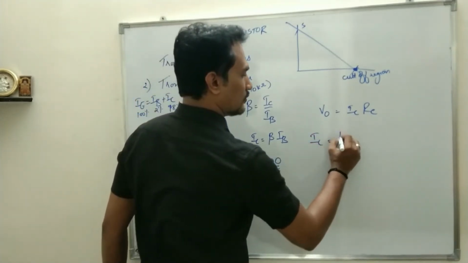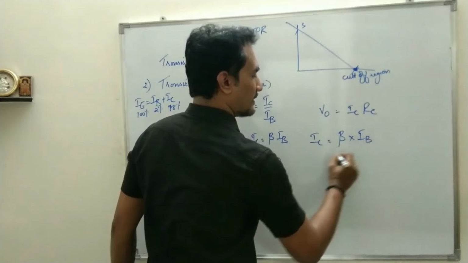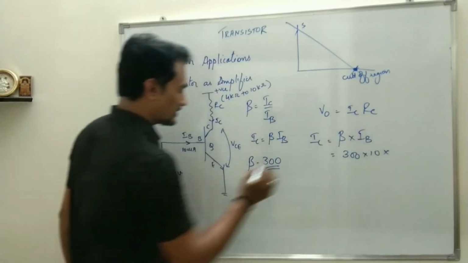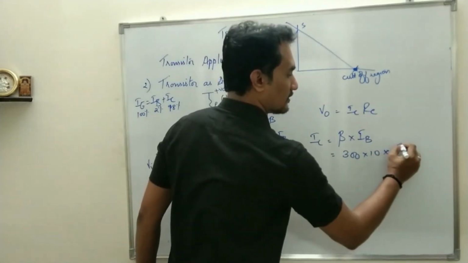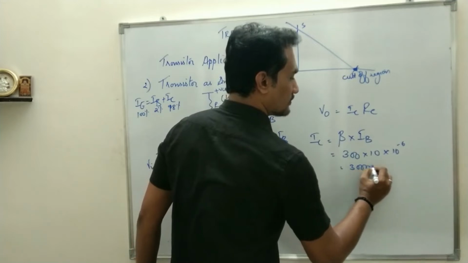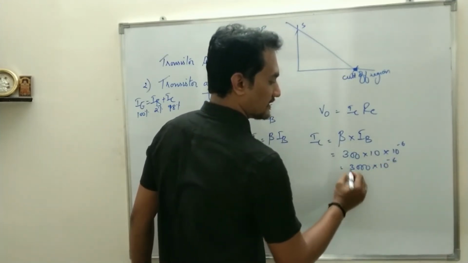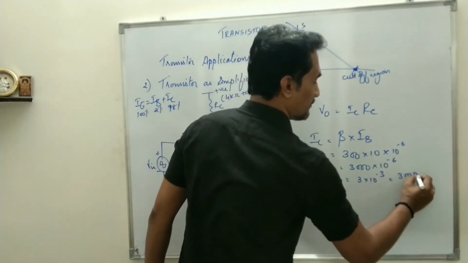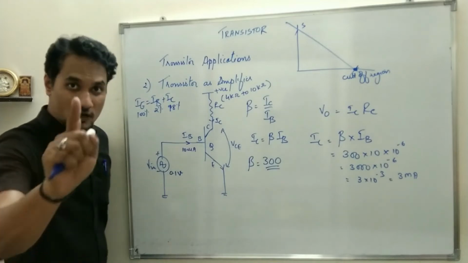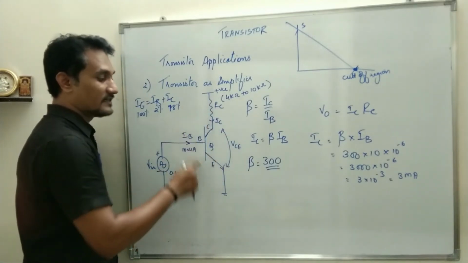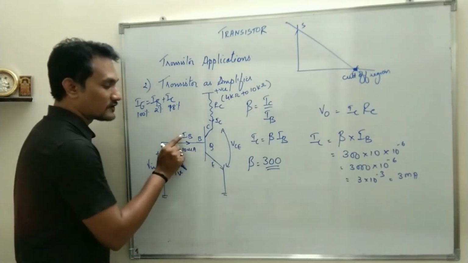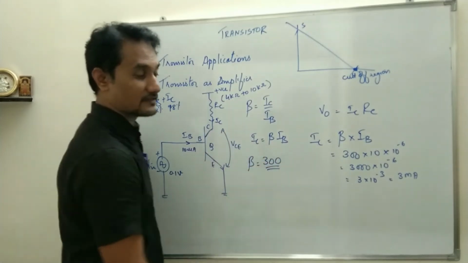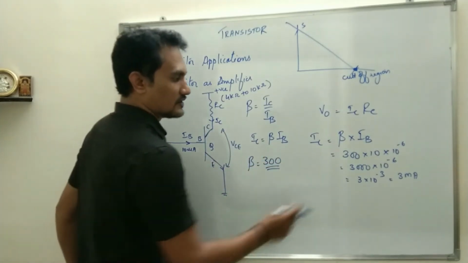So IC is equal to beta multiplied by IB. Beta is 300, multiplied by IB, which is 10 microampere, 10 into 10 to the power minus 6. So this value becomes 3000 into 10 to the power minus 6, or I can write 3 into 10 to the power minus 3. That means 3 milliampere. So now what you can see is, as the transistor is connected in CE configuration and beta is very large, for a small base current of 10 microampere, the output current IC becomes very large, 3 milliampere. So this is the value of IC.